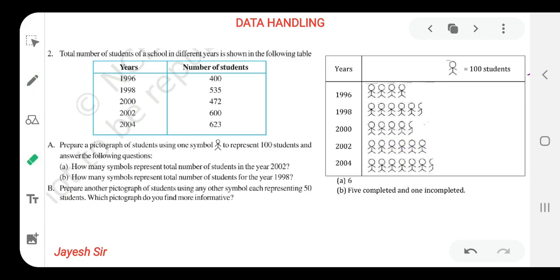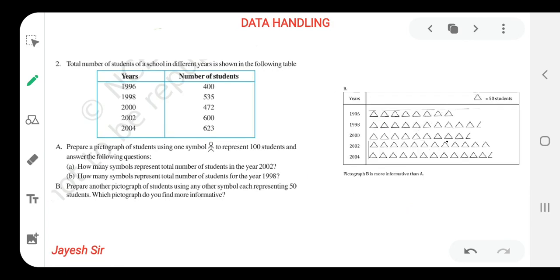So let's begin for the second sum. How many symbols represent total number of students for the year 1998? In 1998, how many symbols are there? So let us see. 1 2 3 4 5 symbols and 1 half. So here answer would be 5 whole symbols and 1 half symbol in 1998. Yes friends, I hope you all might be getting it. So let's begin on the next slide and see what we are going to learn over here.